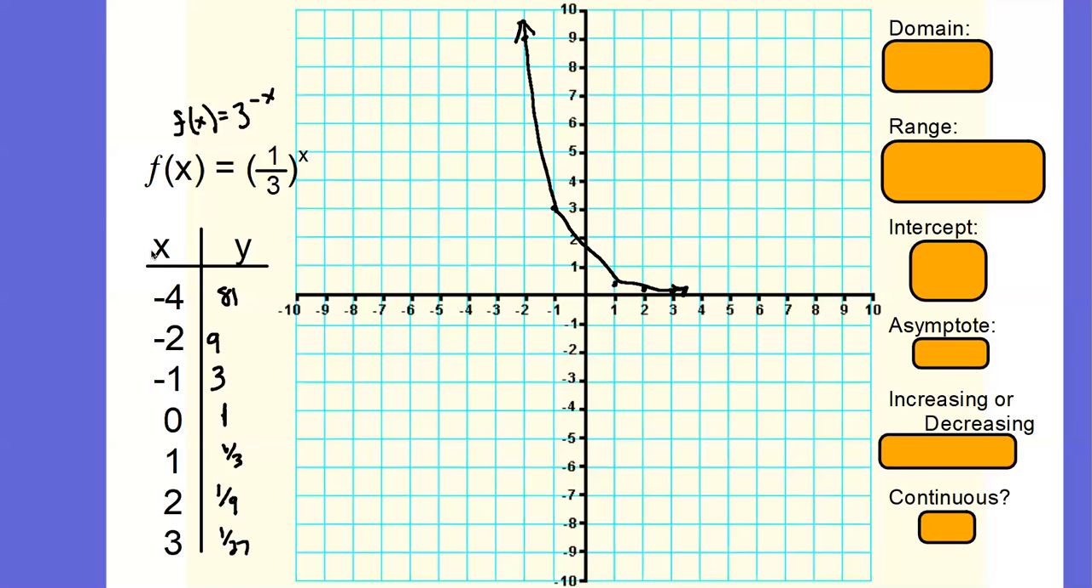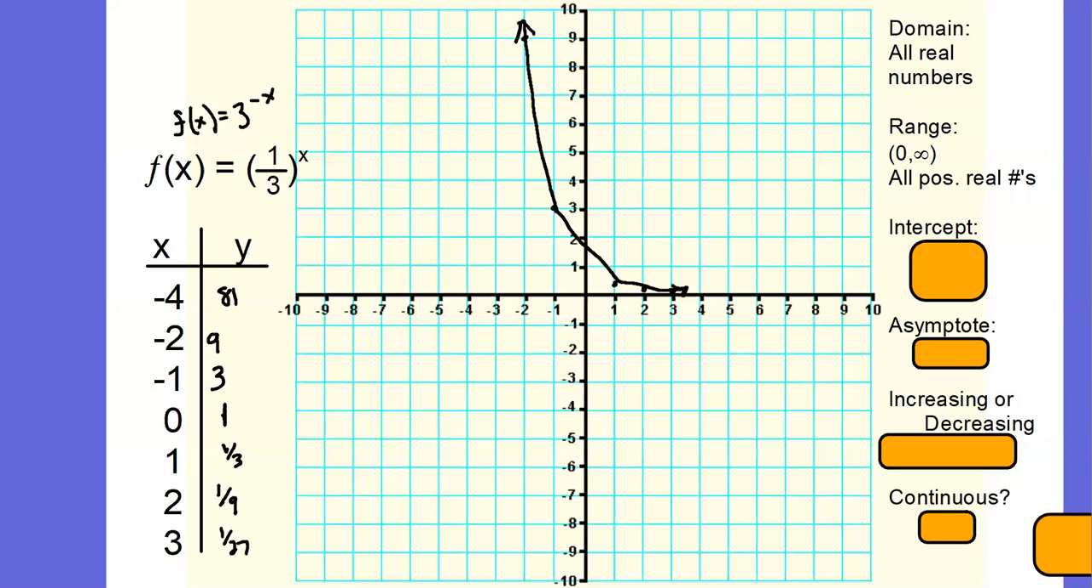So the domain, just like before, I can plug in whatever I want. Positives, negatives, decimals, fractions, it's all real numbers. My range, I never have a y value that is 0 or below. This graph is basically kind of hitting a wall here and just getting closer and closer to 0. So my range is going to be all positive real numbers, or everything from 0 to infinity.